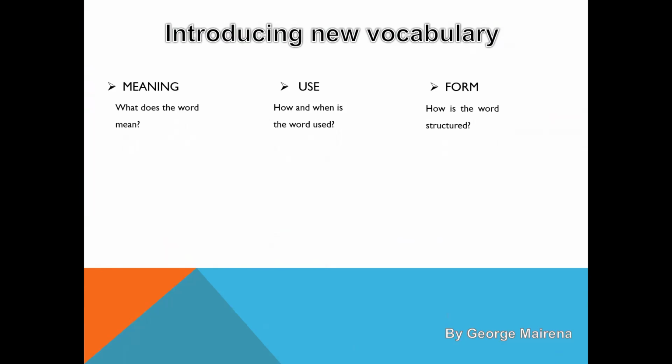Now I ask you, frustration, do you think is a verb, a noun, an adjective, or, sorry, an adverb? What do you think it is? Yeah, frustration is a noun, okay? So here in the form, we can also include the word family, or some people say word formation. If we talk about the word formation or word family, we know that the word frustration is a noun.